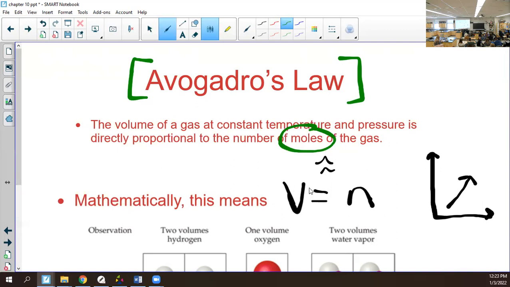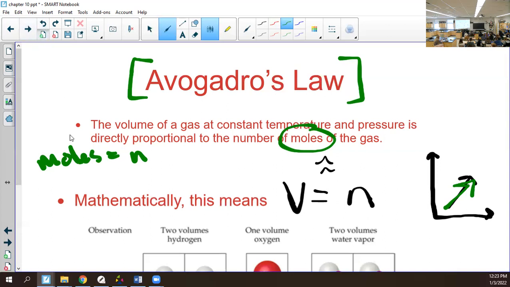Mathematically, this means volume is roughly proportional to the amount of stuff. And the amount of stuff in chemistry is moles. And we're going to use n for moles. N just means number of moles. So we now know that the volume is roughly proportional to the amount of moles. Who's with me so far?